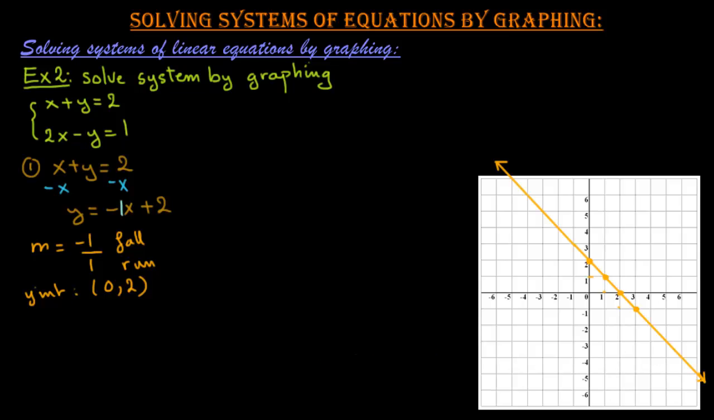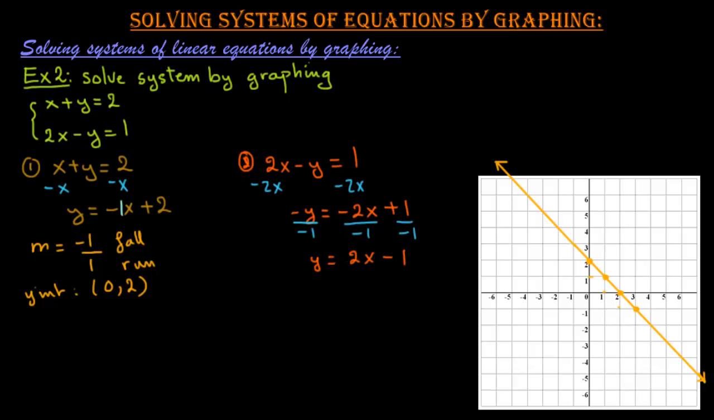Now let's graph the second equation. So the second equation we have 2x minus y equals 1. It's the same idea. We're gonna solve for y. So subtract 2x on both sides. Then we have negative y equal to negative 2x plus 1. And keep going, isolate the y. I need to get rid of the negative, so divide by negative 1 for each term. That will give me y equal to positive 2x minus 1.